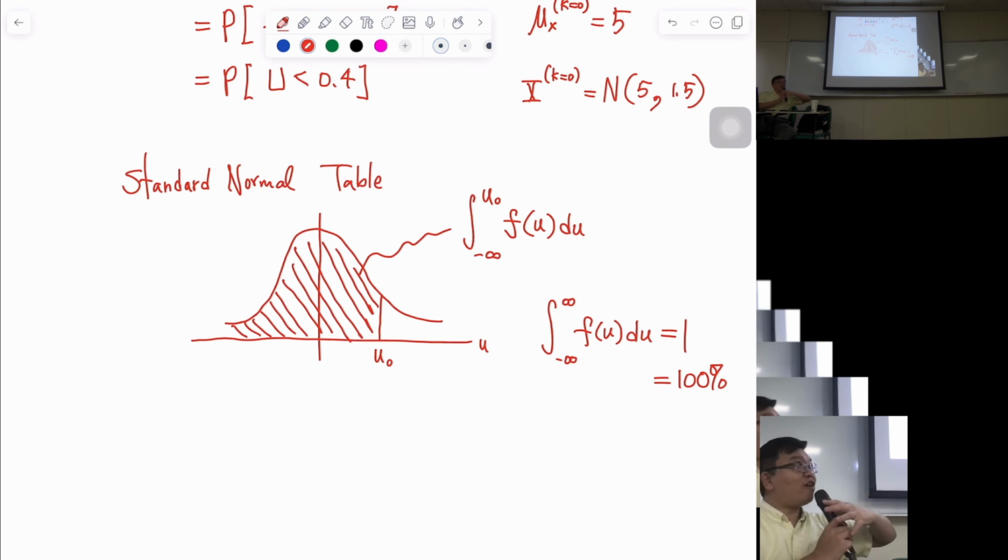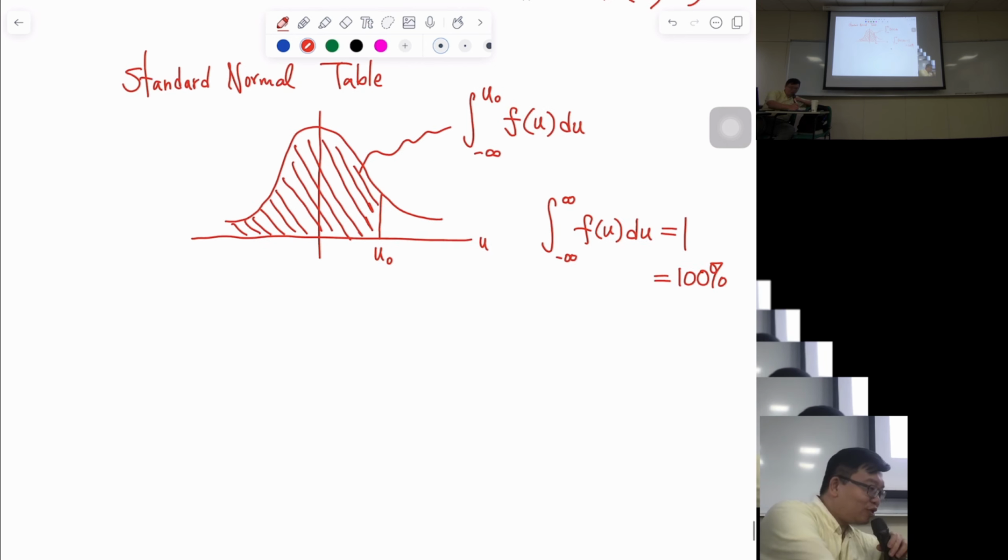So for every statistical distribution, it's representing the distribution or probability of a certain event. So overall, the entire probability should be 100%, right? And if you choose a cutoff and ask what is the probability from negative infinity to a certain position, this table tells you the value. So you don't need to calculate it by yourself.